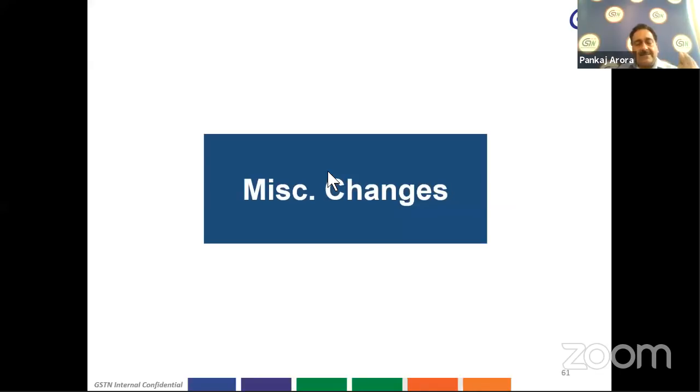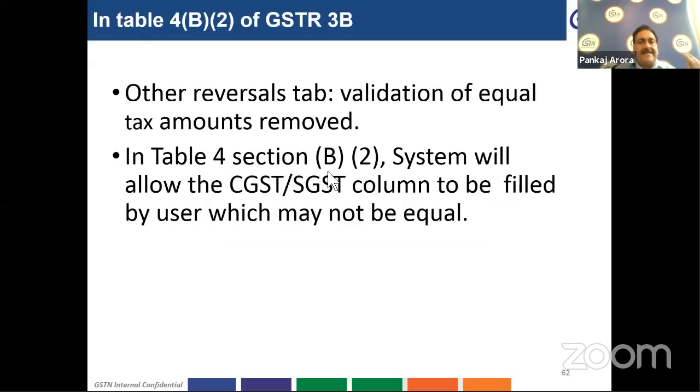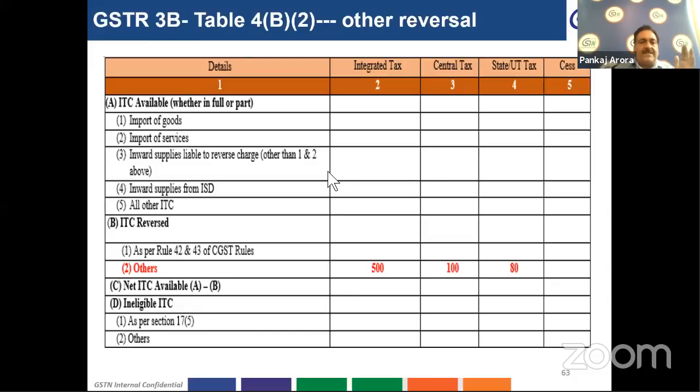So there is another change in Form GSTR 3B. Earlier, while you enter the table in the return GSTR 3B, there was one column for ITC reversal in table 4B of 2, which is indicated as other reversal. So you can see in this slide that against table 4B, ITC reversal is given in table 4B, and 4B1 is regarding reversal as per rule 42 and 43.